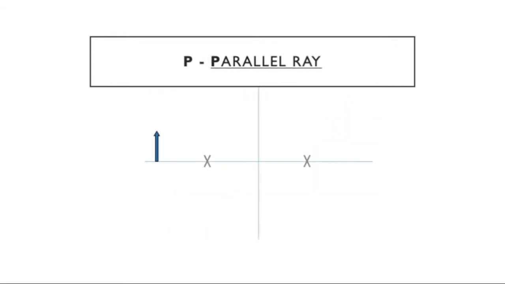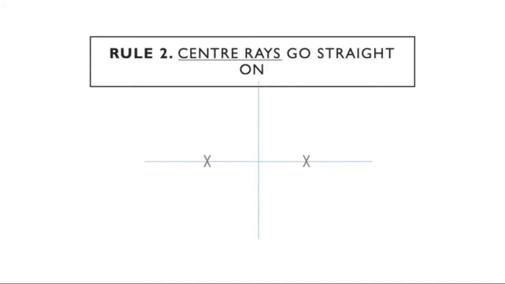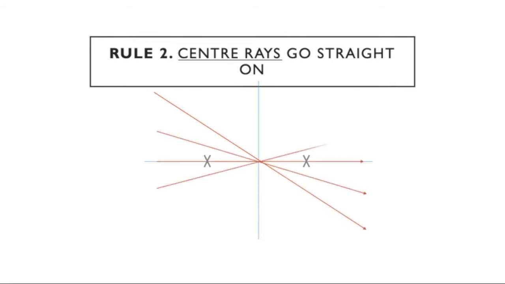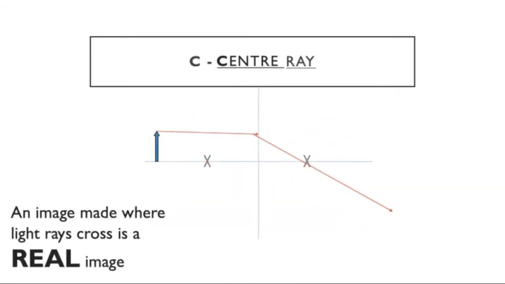So we can use that fact. If a ray comes off the top of the object, and it's a parallel ray of light to the principal axis, then that ray of light will go through the focal point. The second rule is that the center rays go straight on. In other words, rays go straight through the center of the lens. Again, we can use this rule. We've got our first one there. The second ray will go straight through the middle of the lens.